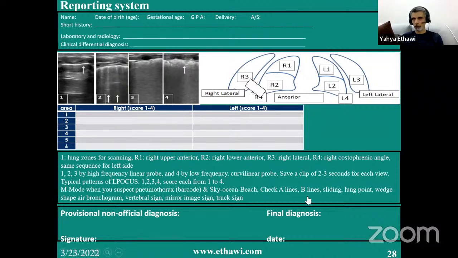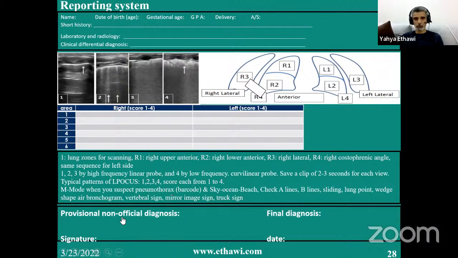You also always comment on whether there are B lines or air lines, whether the pleura is smooth or not smooth, thickened or irregular, interrupted or not. You can see pleural effusion or not. Whether you will see the shredded sign or the wedge shape with the air bronchogram. You can see penetration signs such as the vertebral sign or mirror image or track sign. That's all our penetration signs.